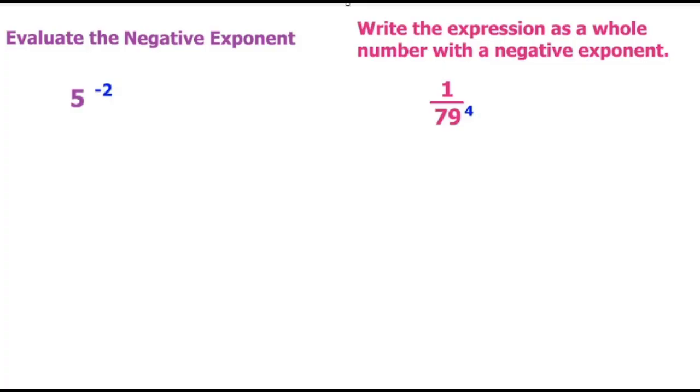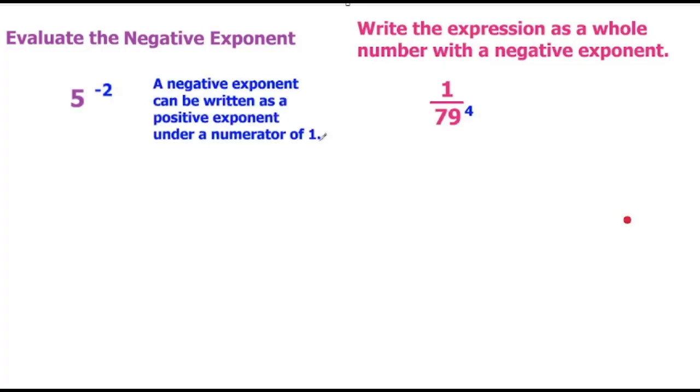You're probably wondering, well, what does that mean? Well, a negative exponent can be written as a positive exponent under a numerator of 1. So what does that mean? For example, we have a variable s to the negative n, okay? These numbers can be any number, just like how we have here.